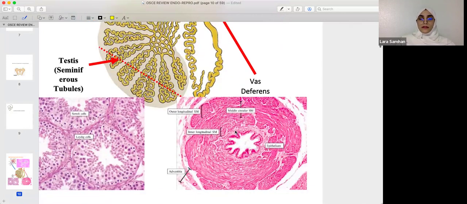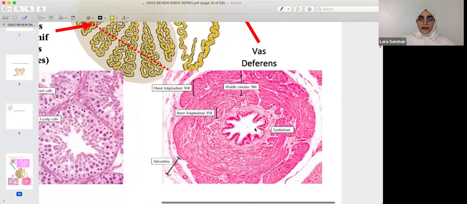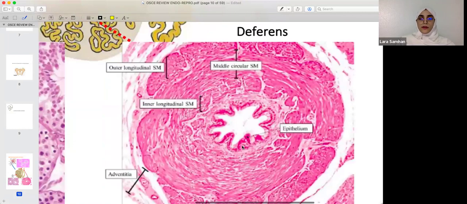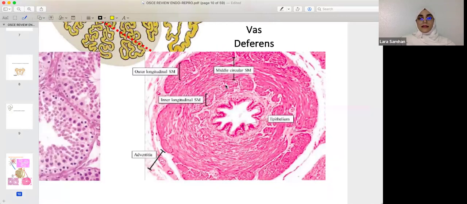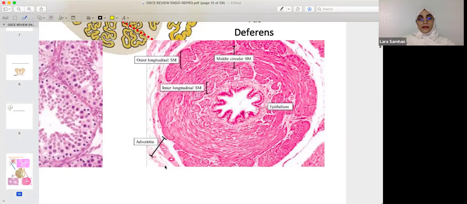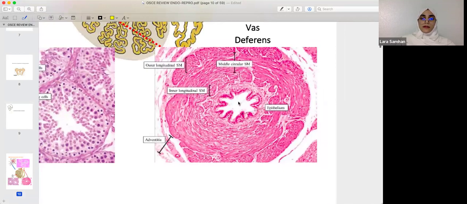So starting from this side, as you can see here, this is the lumen, okay, where the sperm is going to be available. Here we have to zoom in more. We have in here the epithelium. We have in here the muscular layer, the inner muscular layer, and the outer muscular layer. And also we have the middle muscular layer. And lastly, from the very outside, we have the adventitia.